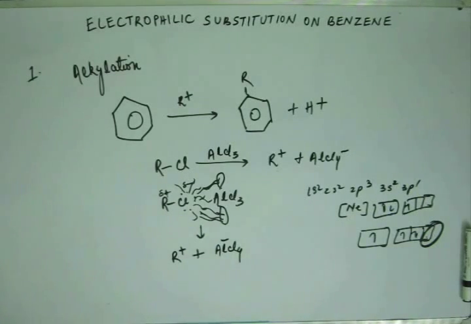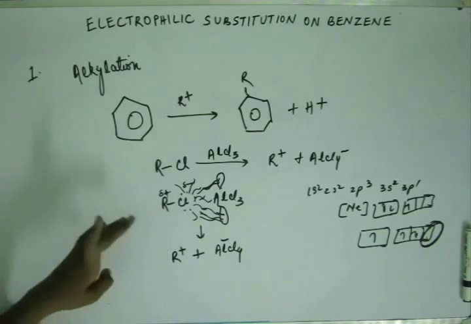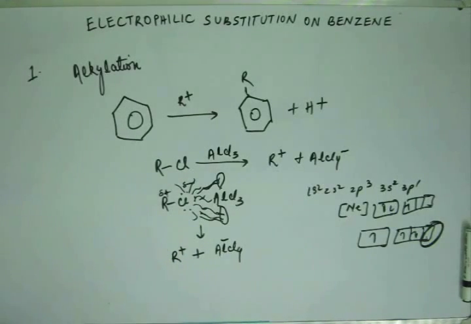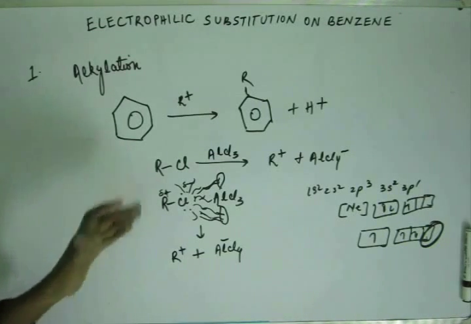This is how R plus is created. In books you don't find the explanation, so I hope I made you understand this. Nevertheless, R plus has been created if you add AlCl3 to RCl. This is very important, and this is something you must remember finally. Alright, so this is how R plus is created.